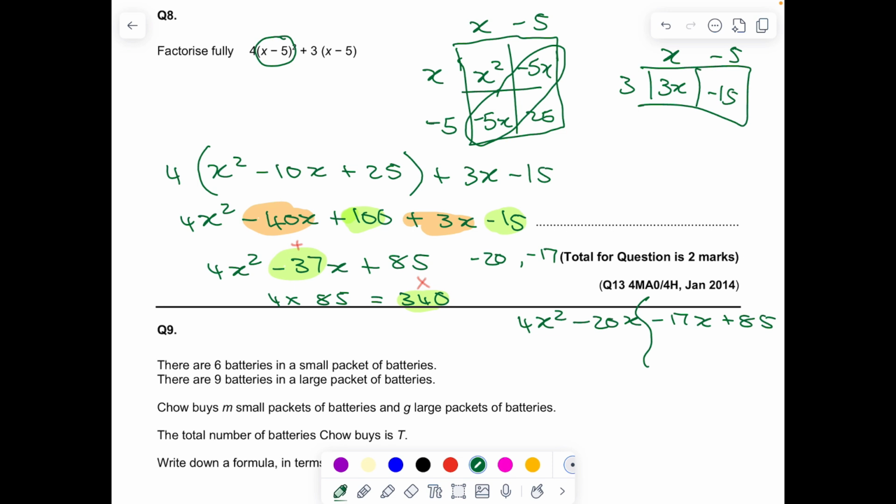Line down the middle, I'm going to factorise this side. I can take out 4x, and inside I get x minus 5. Take away. 17 is the biggest number that goes into 17 and 85, so take out 17, and inside I have x minus 5 again. So I write down the repeated bracket, which is x minus 5, and then I put the bits outside, the 4x and the minus 17, together in one bracket. So 4x minus 17 in one bracket. And that's all for 2 marks.